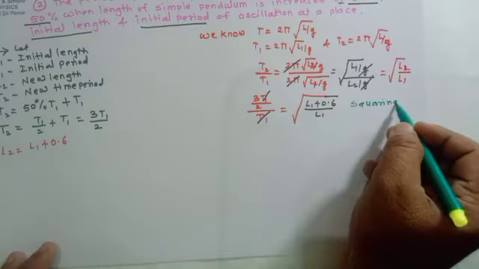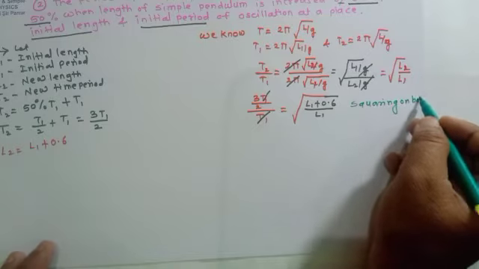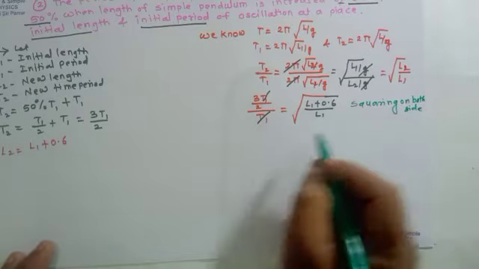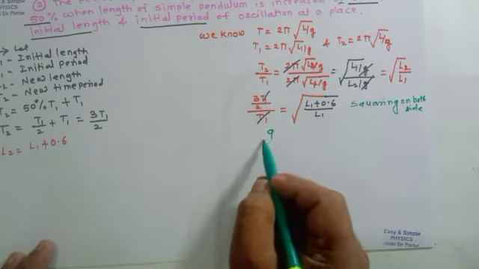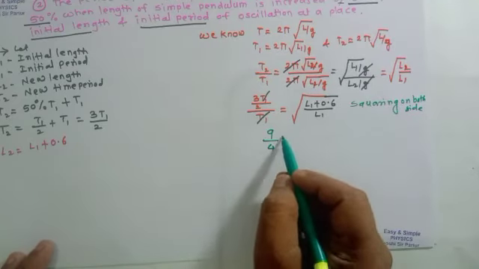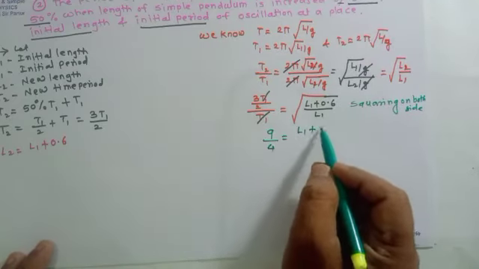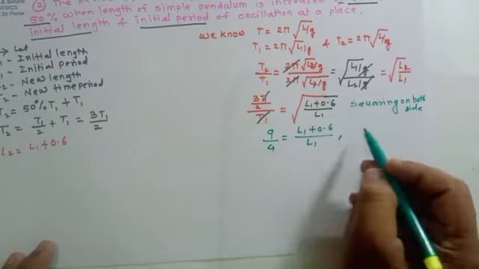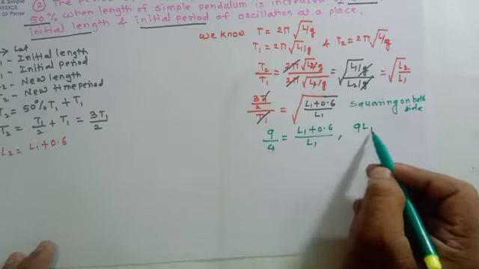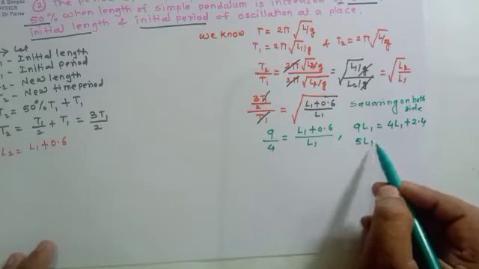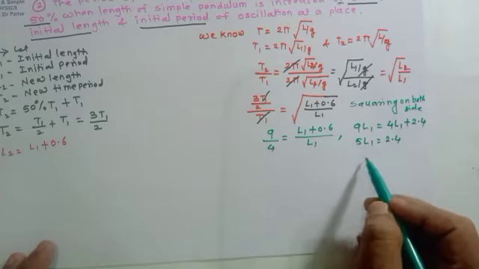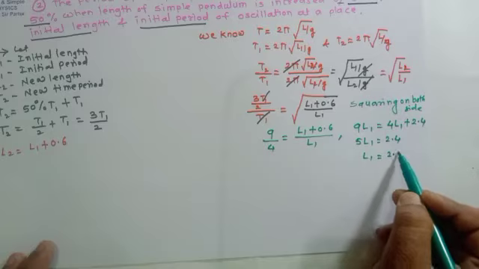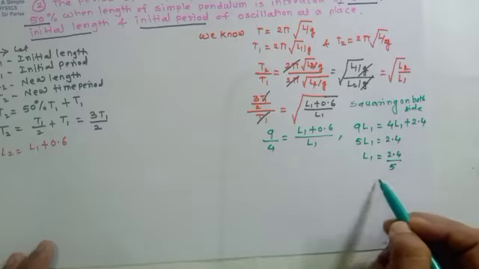Squaring on both sides, what happened? 3 squared is 9 and 2 squared is 4, so 9 equals 4 times (L1 plus 0.6) divided by L1. By solving, 9L1 is equal to 4L1 plus 2.4. By shifting, 5L1 is equal to 2.4, so L1 is equal to 2.4 upon 5.